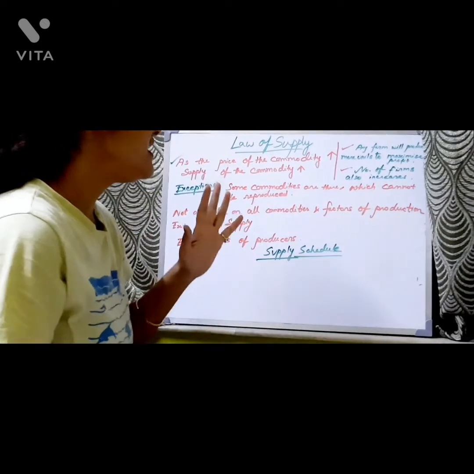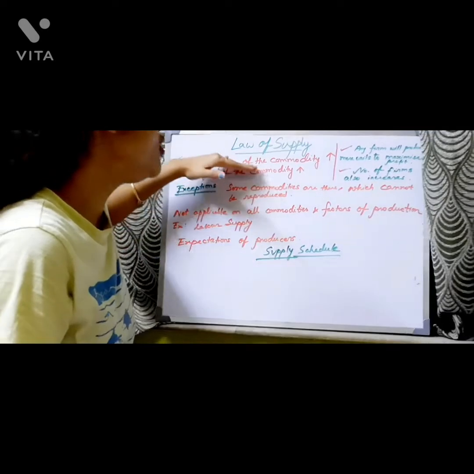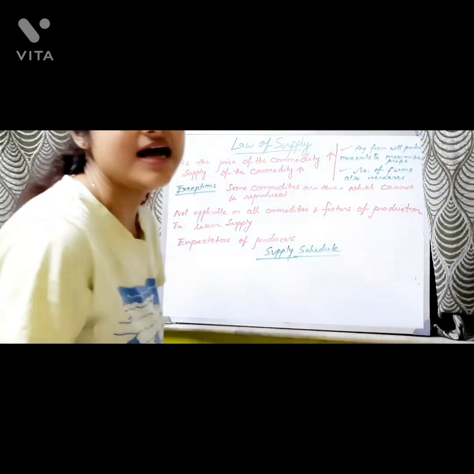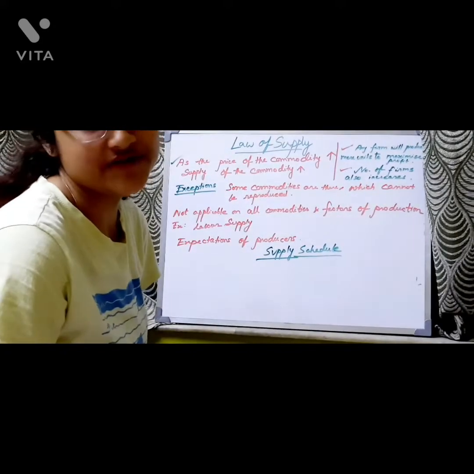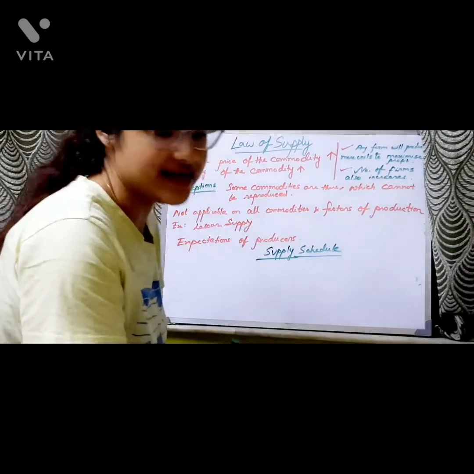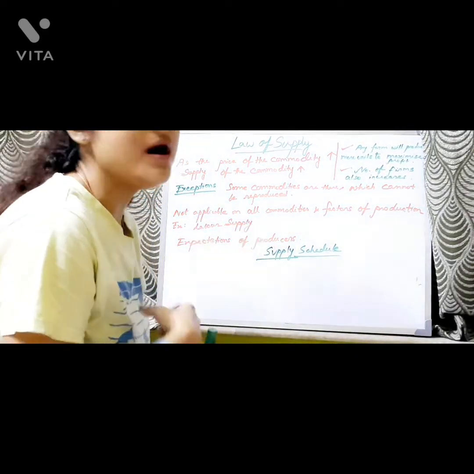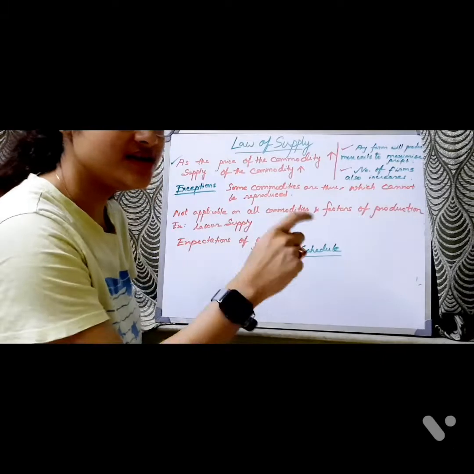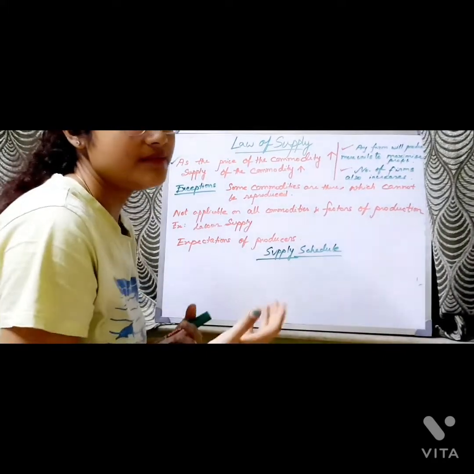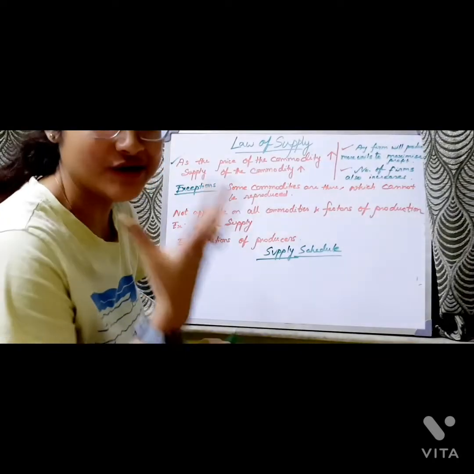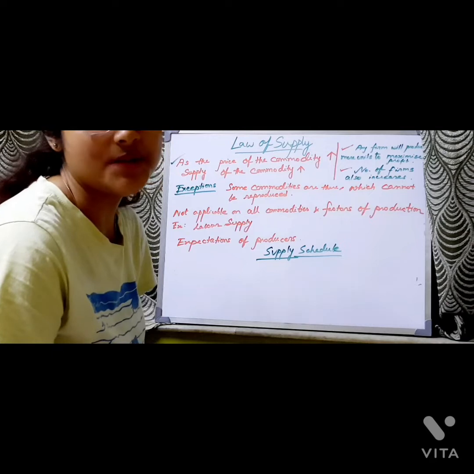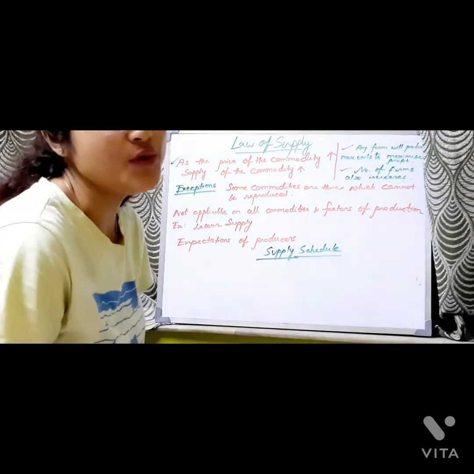Next, as the price of the commodity increases and the supply also increases, the number of firms in the market will also increase, because I will also enter the market as a firm to earn more profits. I know this product is demanded, the price of this product has increased, and I will enter the market to earn more and more profits.